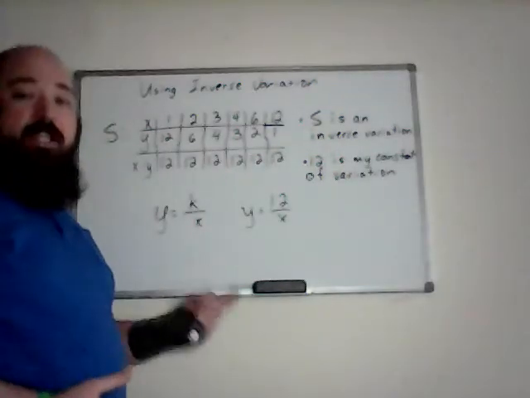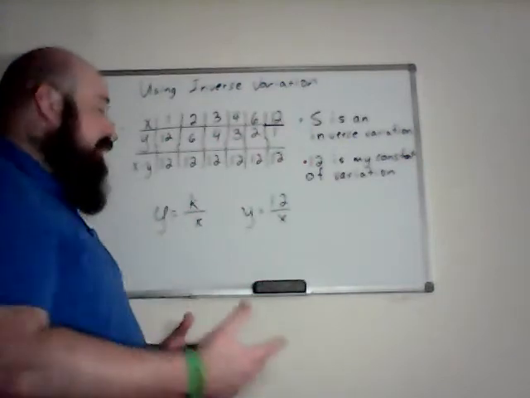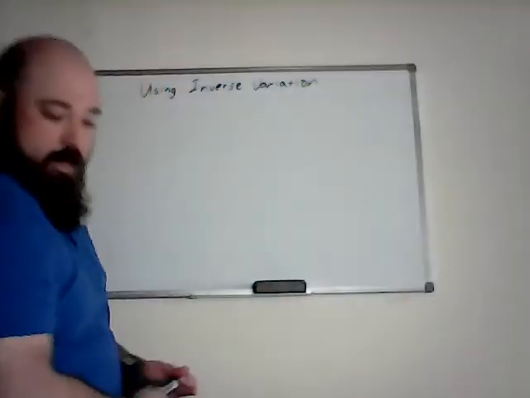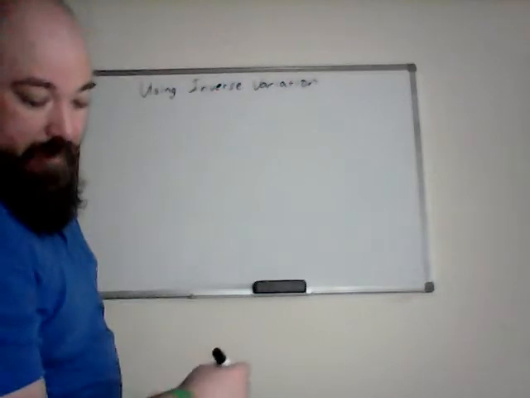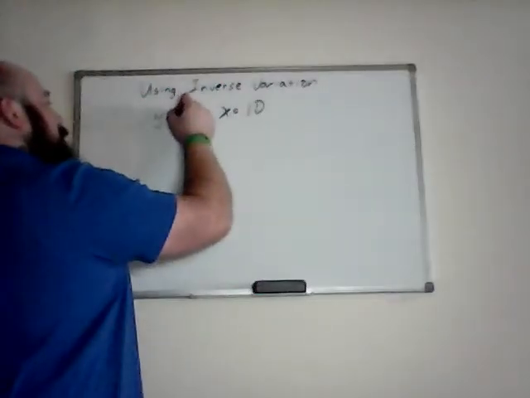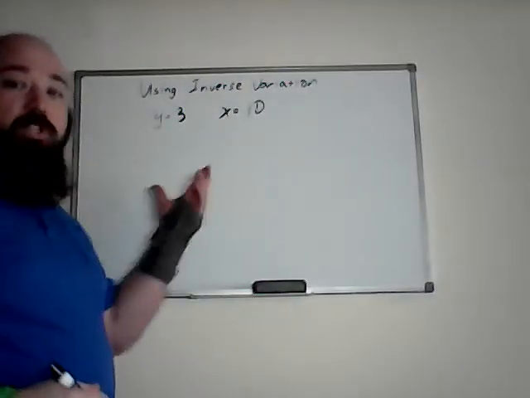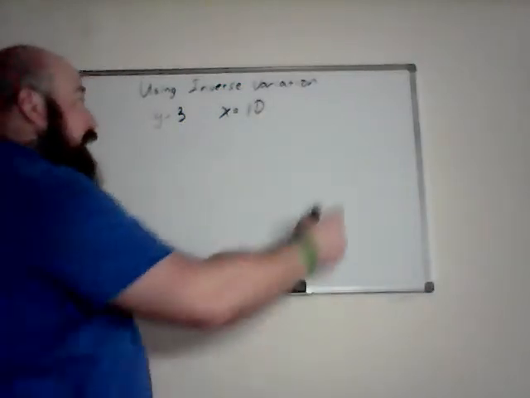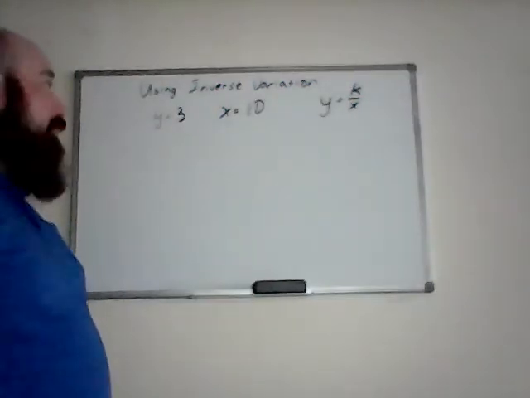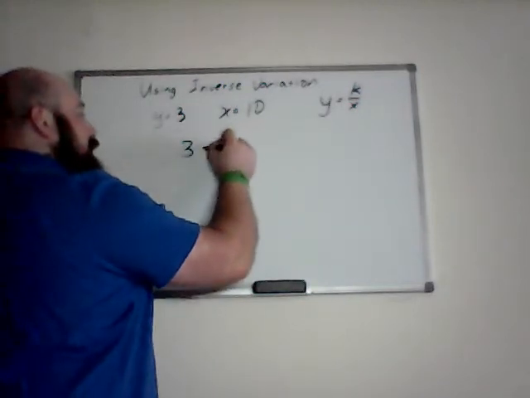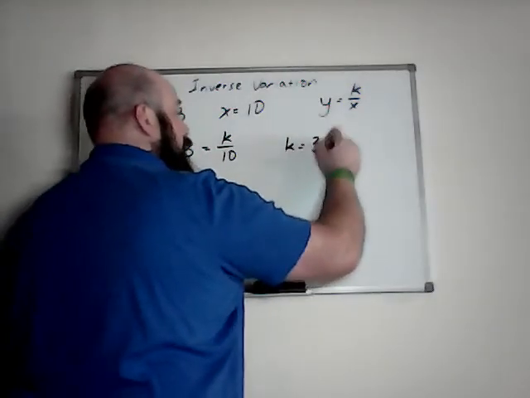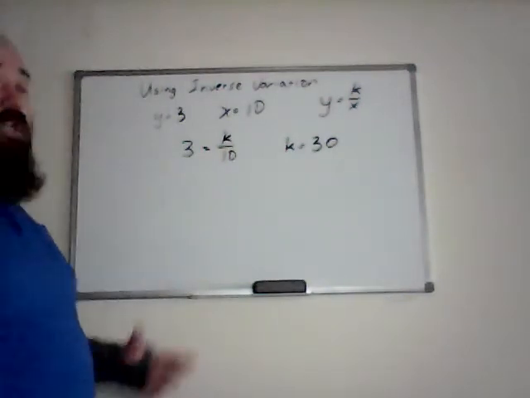Okay, so now if I'm given a y and given an x, how do I come up with the equation? All right, so let's say that my y I'm dealing with is going to be 3, and my x I'm dealing with is going to be 10. So all we do is we just plug it into the formula and we solve for k. Again, it's y equals k over x. So what is my value of k going to be? Well, 3 equals k over 10. Therefore, we can see that k is going to equal 30. All right, we just multiply both sides by 10.